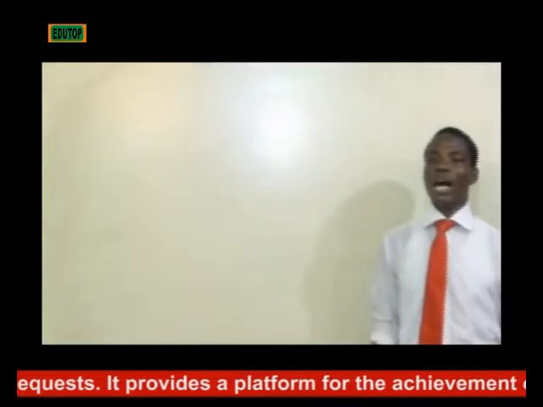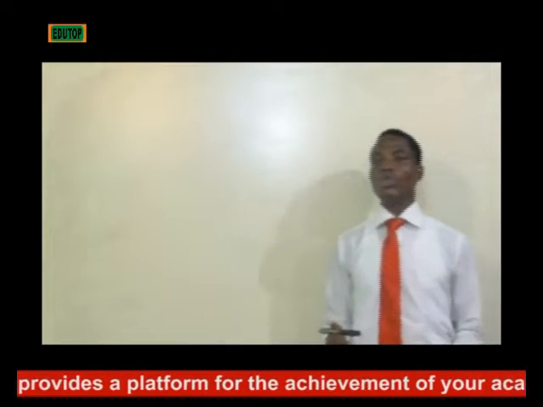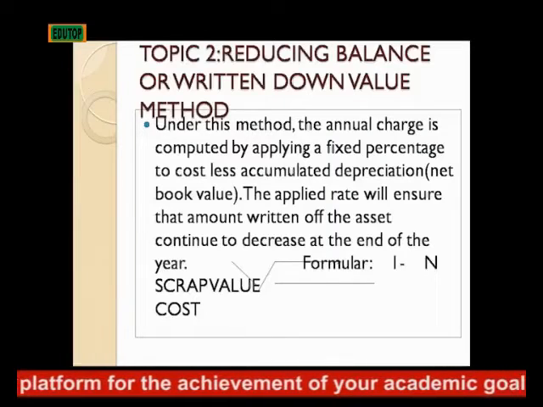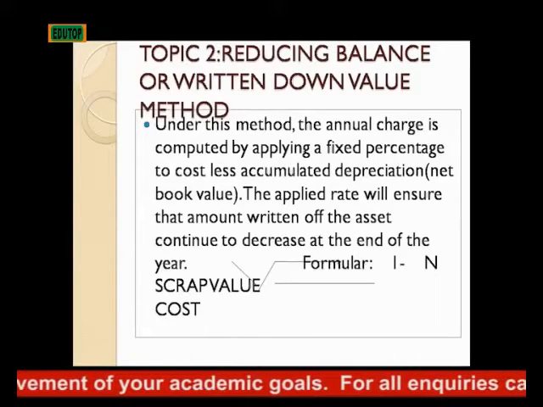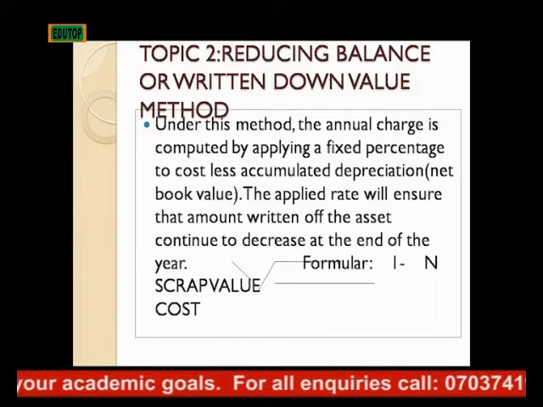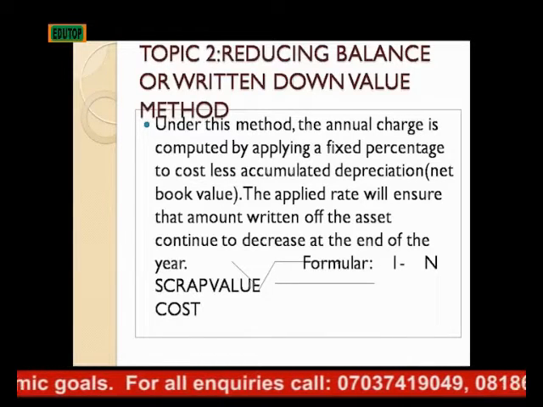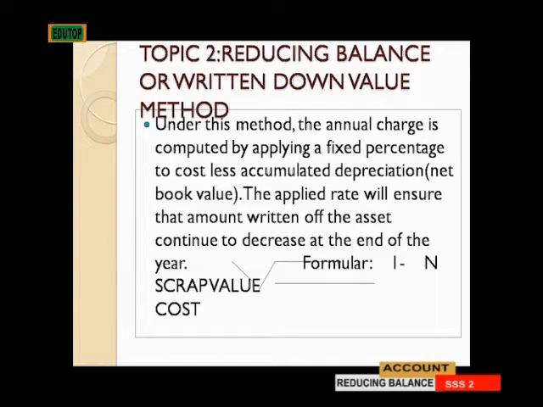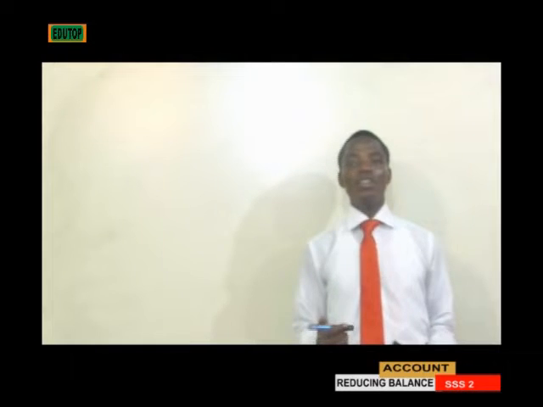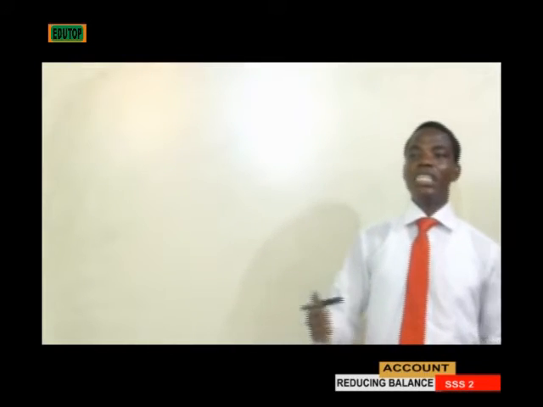Now we go to the formula, because before you can do the reducing balance method, you have to first do the formula, which is very important. And the formula is 1 minus the nth root of the scrap value divided by cost. And you need to use a scientific calculator here, because when you are given this kind of formula, you must get the percentage, because that is what you use to charge depreciation for the cost and the remaining useful life of an asset.